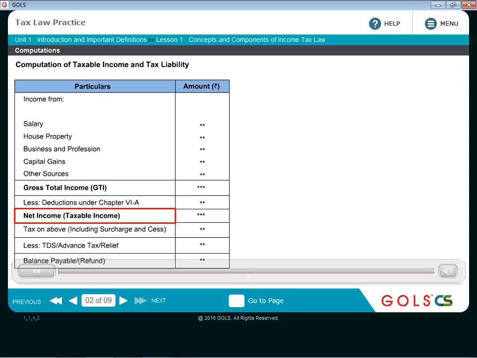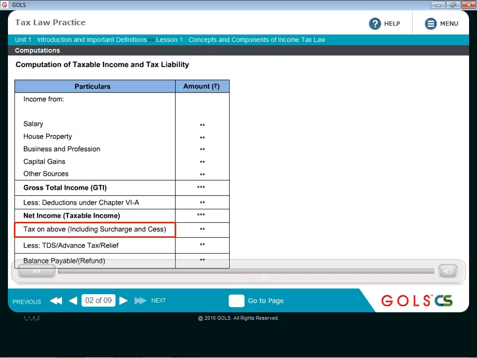For example, if a person is having income of 5 lakh 8 rupees, then his income will be rounded off to 5 lakh 10 rupees. This is known as rounding of the income under section 288A. The next step is we have to consider agricultural income of the person, if any.